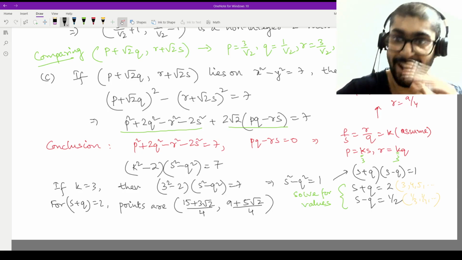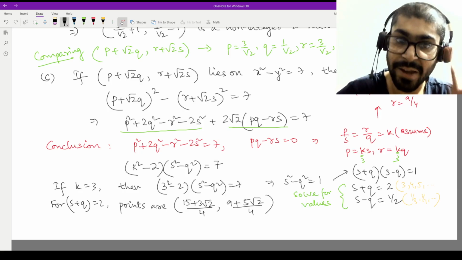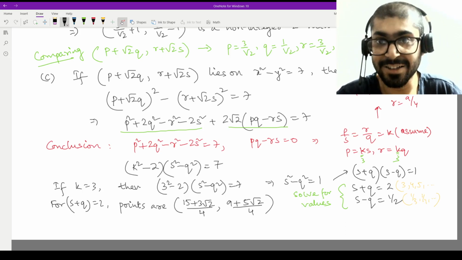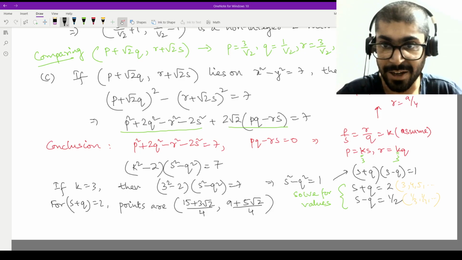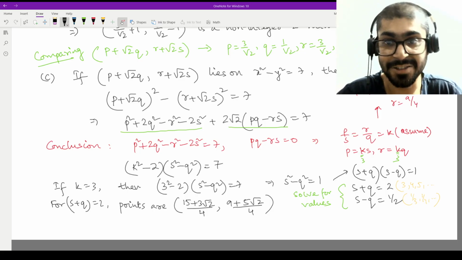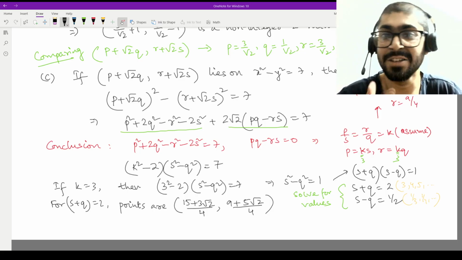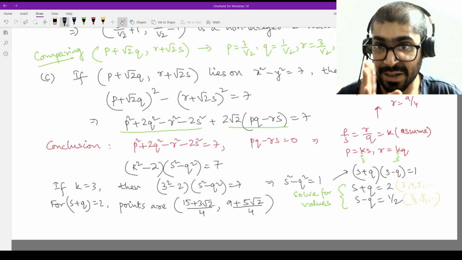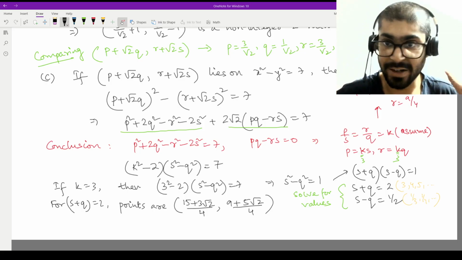As I told you, I can keep k equal to 3 as a constant if I want. I did this because I want 1 on the other side. Even if you do not have 1 on the other side, you can proceed anyway, because you would just have to take s plus q and s minus q in a way that the product turns out to be whatever you have on the right hand side.